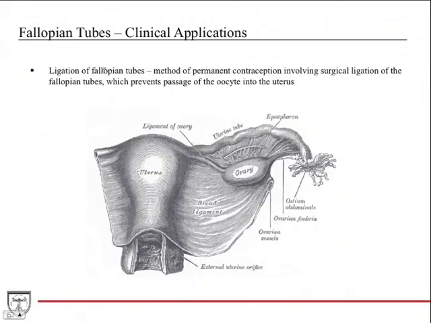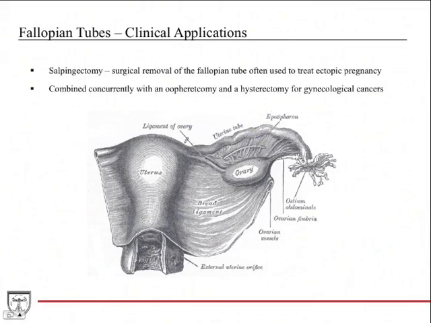Lastly, ligation of fallopian tubes, also known as tying the tubes. It's a method of permanent contraception, so there's no going back, and it involves surgical ligation of the fallopian tubes, with the idea that you prevent passage of the oocyte from the fallopian tube to the uterus. And then lastly, a salpingectomy is a surgical procedure to remove either the whole fallopian tube or part of the fallopian tube, and it's used to treat ectopic pregnancy.